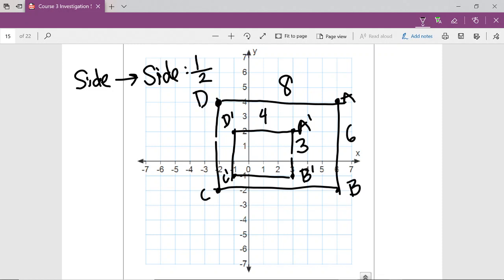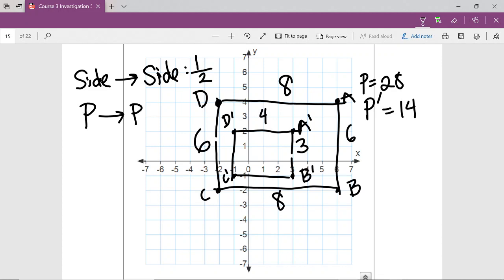Wonder if the perimeter is going to be the same. We have 8 and 6, 8 and 6. When you add all that up, you get 28 for the big one. So perimeter of 28. And perimeter for the prime one is going to be 4 and 3, 4 and 3, so 14. It ends up being the same. Perimeter to perimeter, I'll put a little prime with each of these, is 1/2.